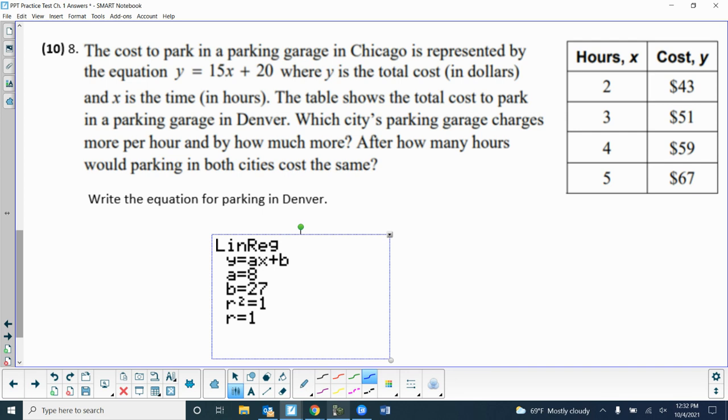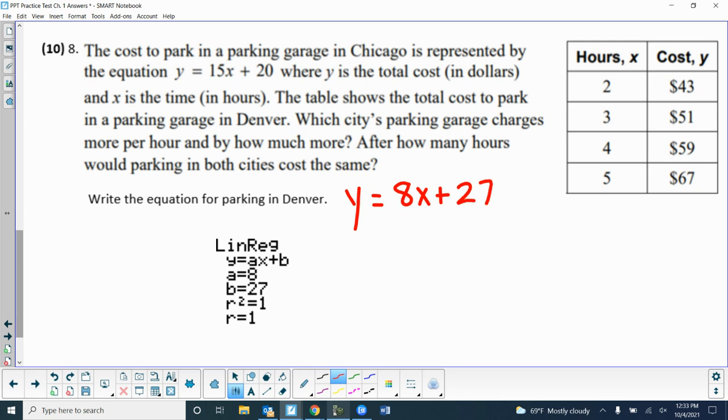So what's the equation for Denver, Liz? 8x plus 27 equals y. Good. Again, we're just looking at these two lines, right? Any questions on how we got that? So this is saying it's $8 an hour. So which one's more expensive? Chicago, by how much? $7, right?